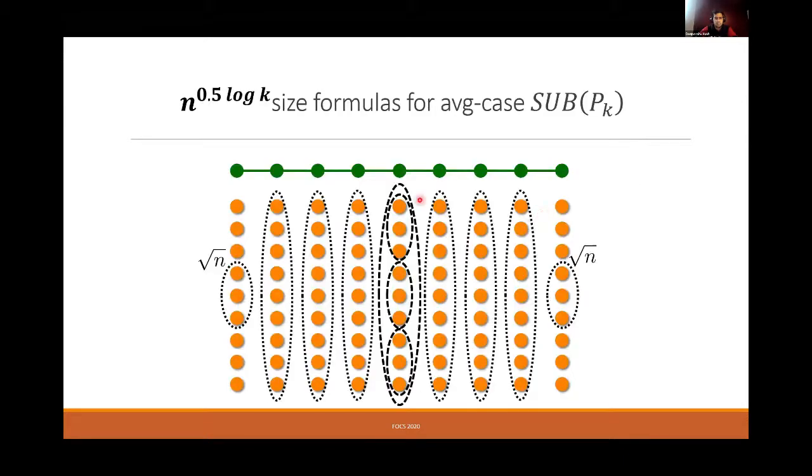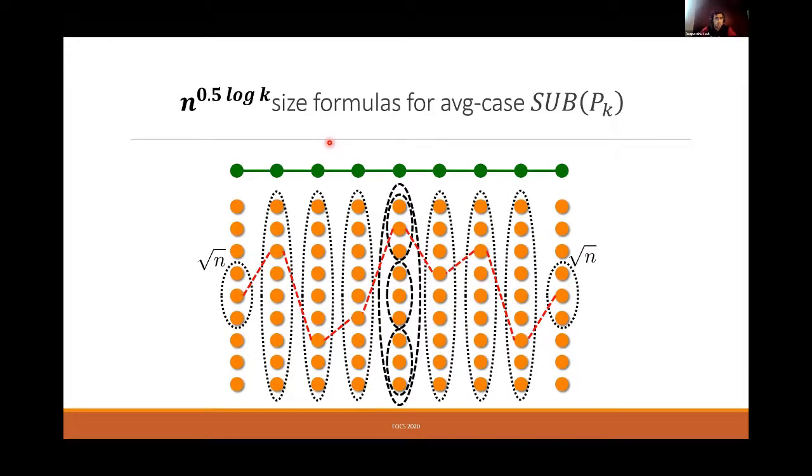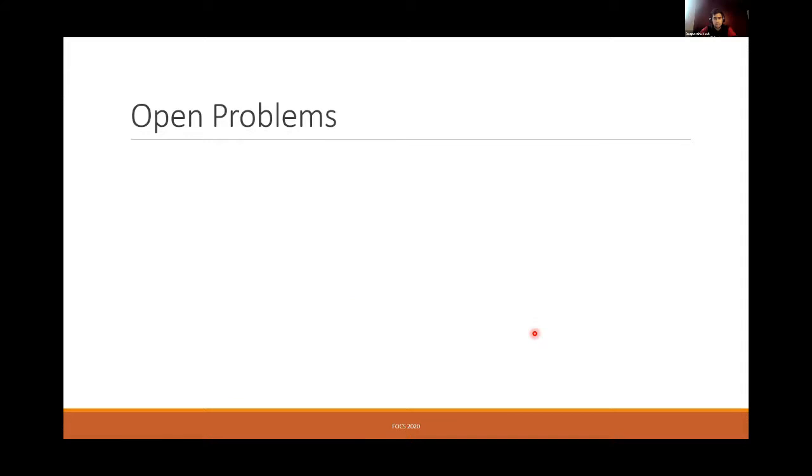And using a blocking technique, you can obtain n to the half log k formulas. For a while, we thought that this was actually optimal. But eventually we found out that you can actually improve it. We were able to do that using these Fibonacci patterns that are described in more detail in the longer version of the talk, if you're interested, and whose formula complexity turns out to have something to do with the golden ratio, and they beat the n to the half log k. So that was something else that was interesting.